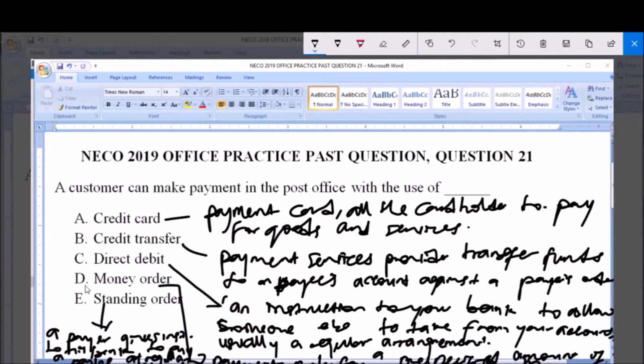So now from this, you agree with me that option D is the answer to this question, money order, because a company or an individual can simply prepare a money order, thereby allowing a customer to make payments based on the amount specified on this money order. So the answer to this question is option D, money order.